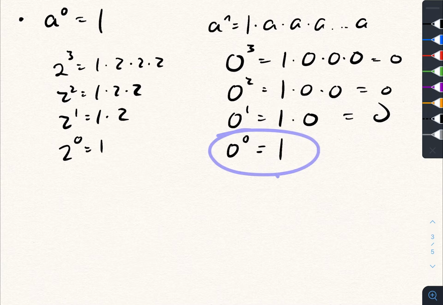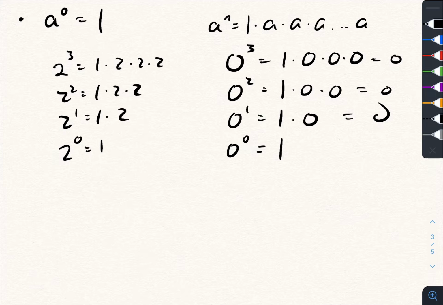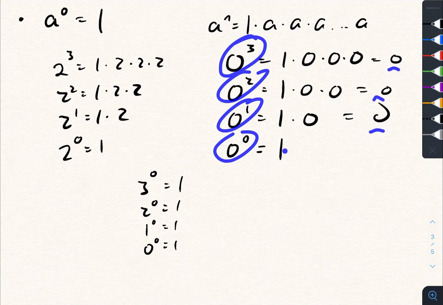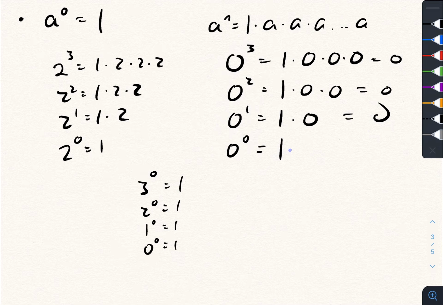So 0 to the 0 sort of fits the pattern of if I were to do 3 to the 0, that's equal to 1, 2 to the 0, that's equal to 1, 1 to the 0 is equal to 1, and then 0 to the 0 is equal to 1. But it doesn't fit the pattern of 0 cubed equals 0, 0 squared equals 0, 0 to the 1 equals 0, and then 0 to the 0 would equal 0. It does not equal 0. So 0 to the 0 is definitively not equal to 0. No one disagrees about that.